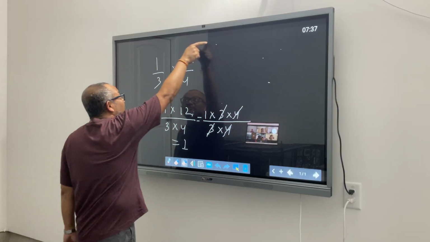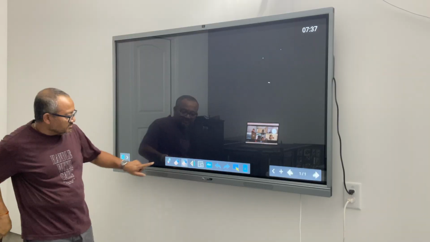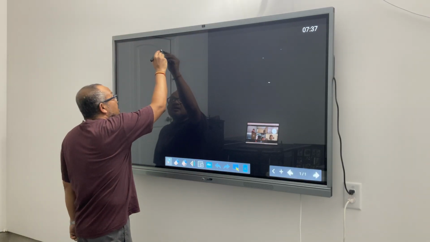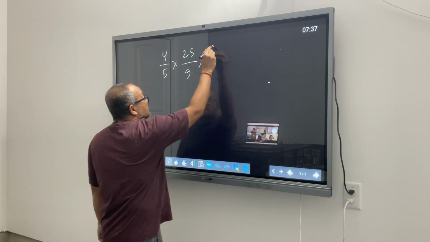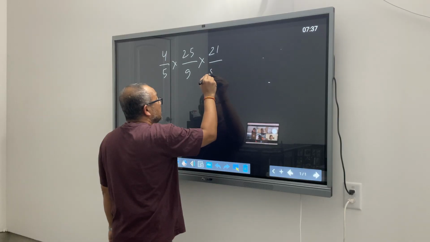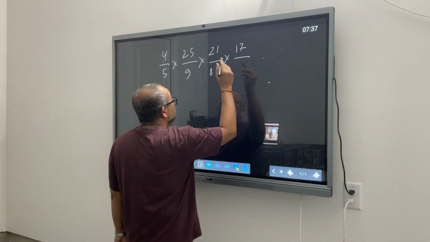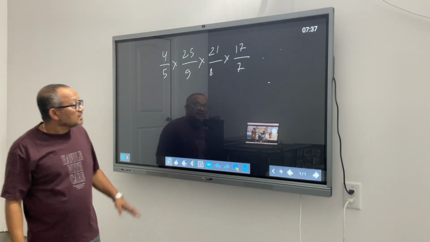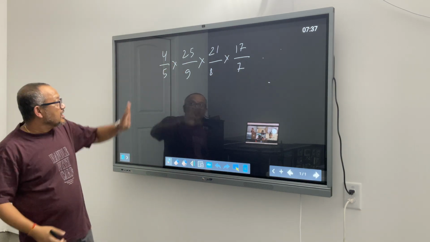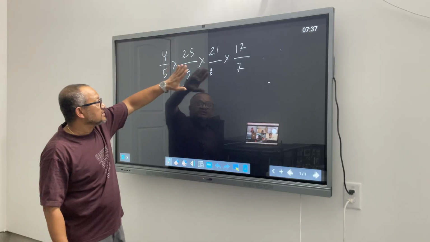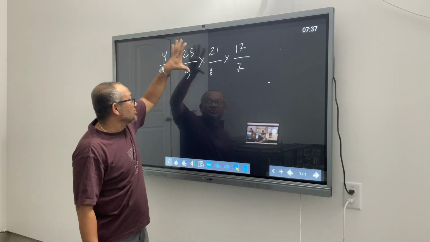Now you will see how much fun I am having when I am doing a bigger calculation. Meaning, now let's say somebody says, multiply this fraction with 25 by 9 times 21 by 8 times 17 by, let's say, 7. 4 fractions. But let's not stress out. Is this a fraction? Yes. Is this a fraction? Yes. Is this a fraction? Yes. Is this a fraction? Yes. All are fractions or two-story buildings.